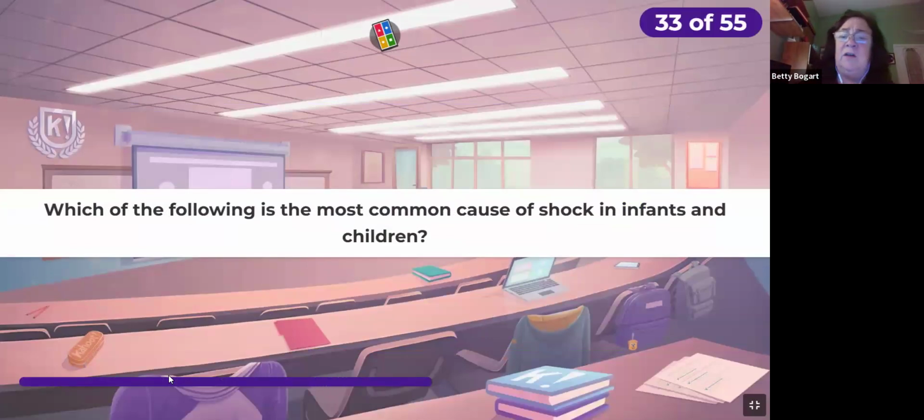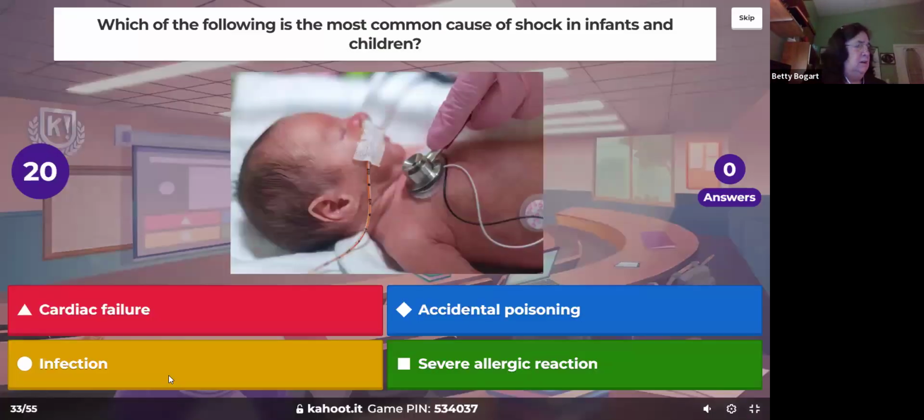Which of the following is the most common cause of shock in infants and children?